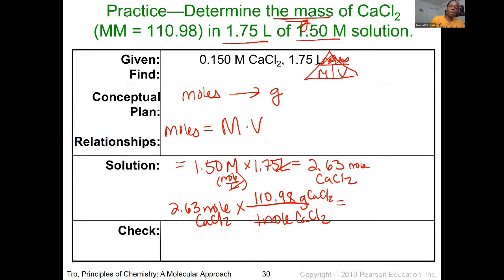Okay, and then we plug that all in. So that times 110.98. And what we end up with is 291.8 with 3 sig figs, 292 grams of calcium chloride would be present.